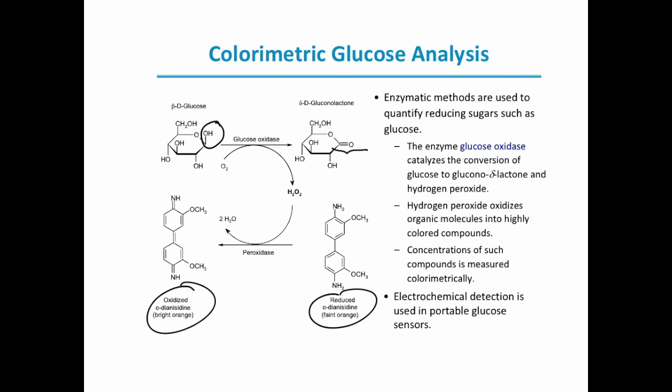Now, for glucose to be a reducing sugar, it needs to be a hemiacetal. And a hemiacetal, remember, is a carbon with an OH group and an OR group attached to it.